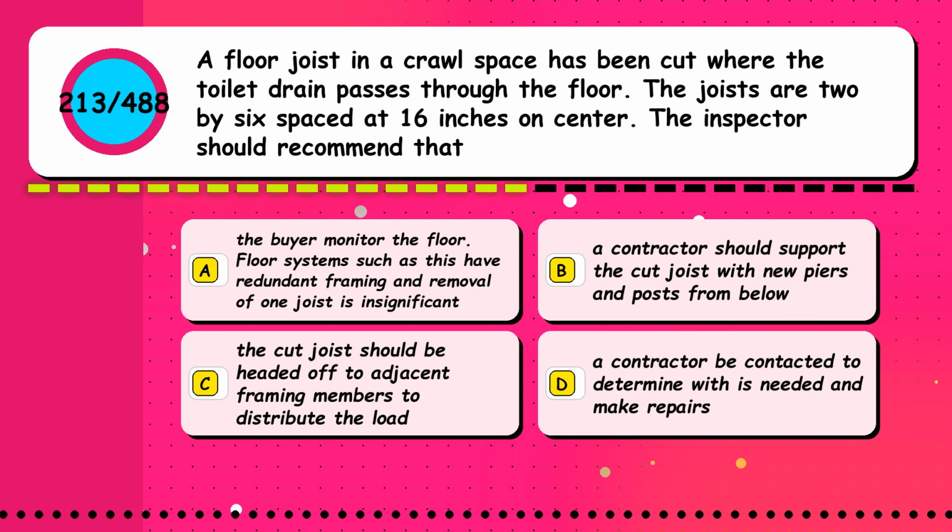Option B, a contractor should support the cut joist with new piers and posts from below. Option C, the cut joist should be headed off to adjacent framing members to distribute the load. Option D, a contractor be contacted to determine what is needed and make repairs.